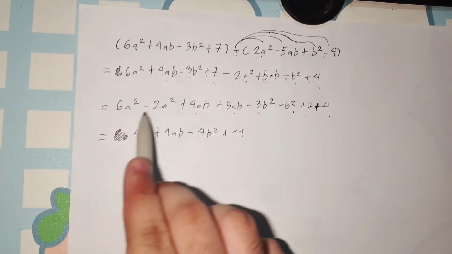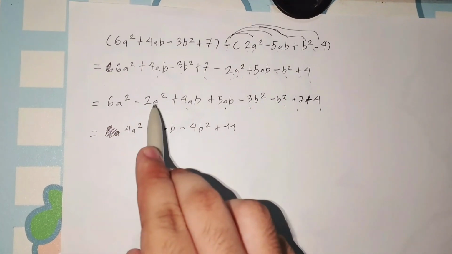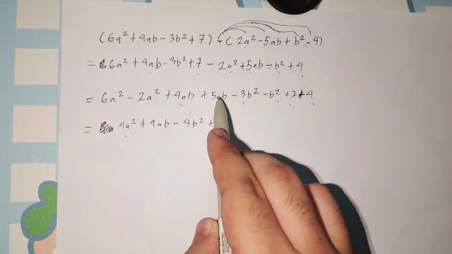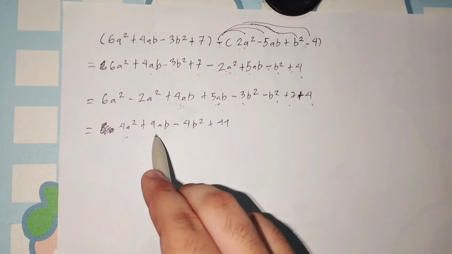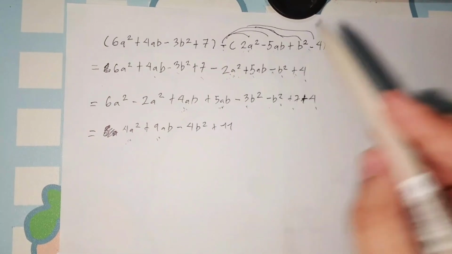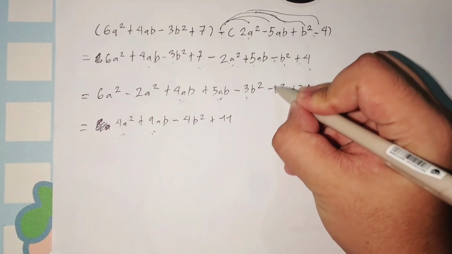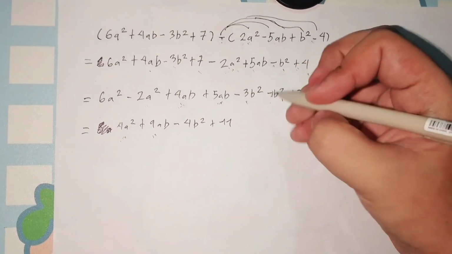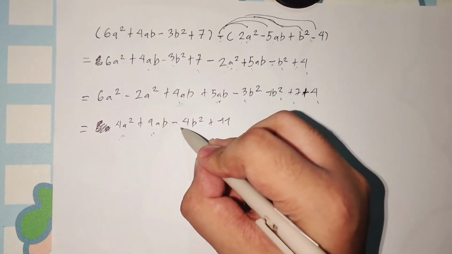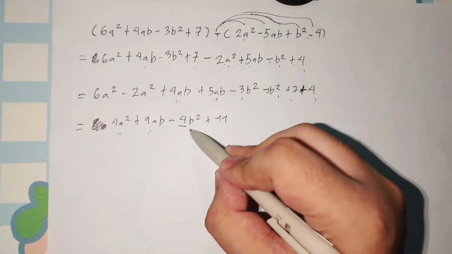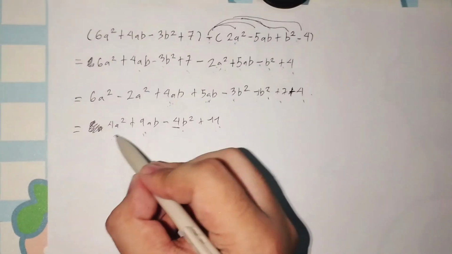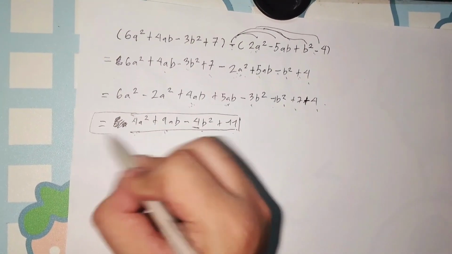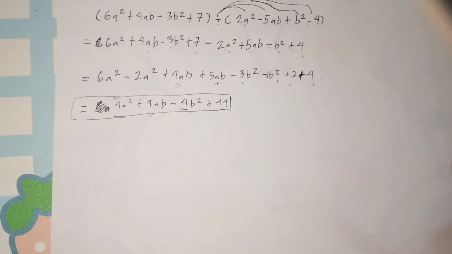Now we're checking the answer. So 6a squared minus 2a squared equals 4a squared. Next is 4ab plus 5ab, which will be 9ab. Negative 3b squared minus b squared. Since there is a 1 there, it will become 3 plus 1, equals negative 4b squared. And lastly is 7 plus 4, which is 11. So this is the correct answer. And we're done.